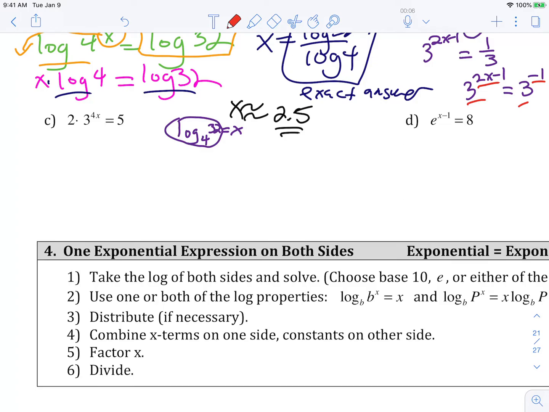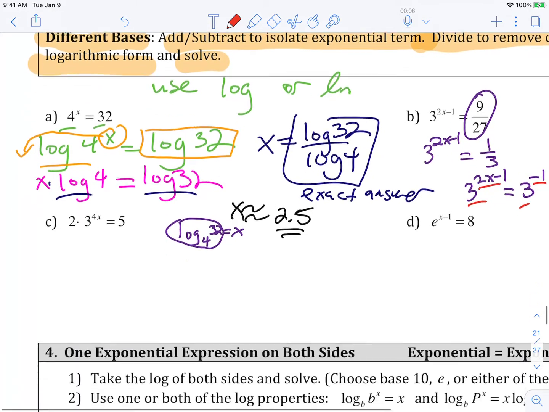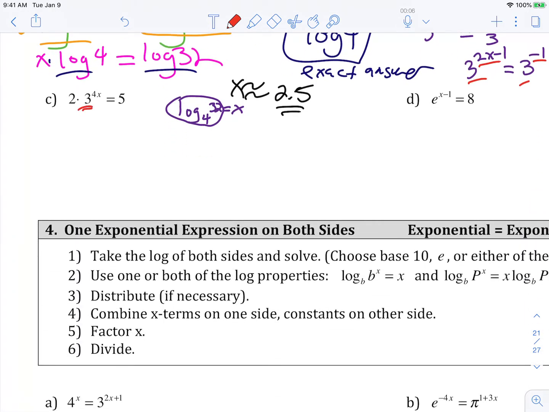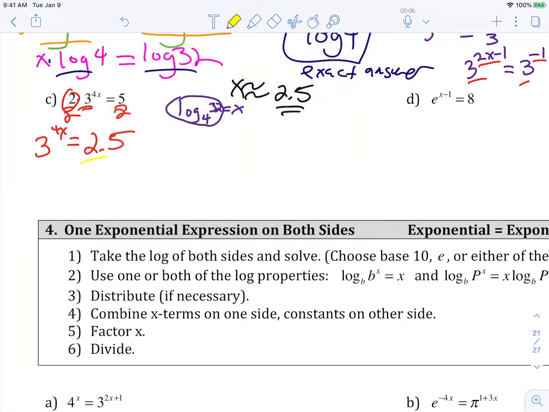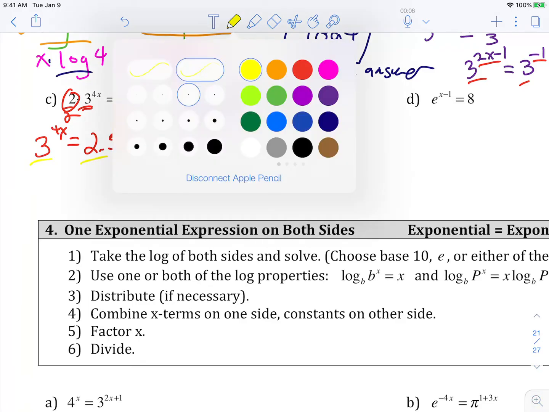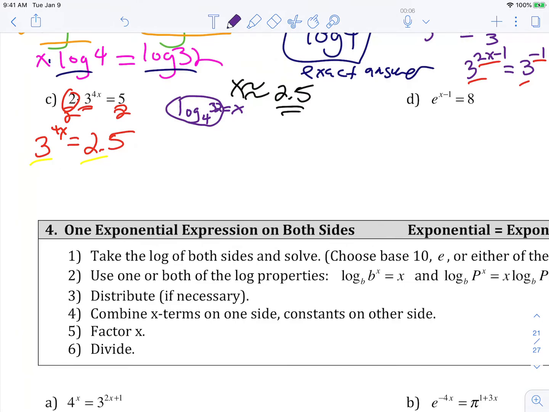All right, let's take a look at letter C here. So we want to isolate that exponential term. Okay, so this is my exponential term. I'm going to divide both sides by 2, and I get 3 to the 4x is equal to 2.5, or 5/2. It doesn't matter. But you just know that they are not the same base. You cannot write them the same, so we have to use logarithms.